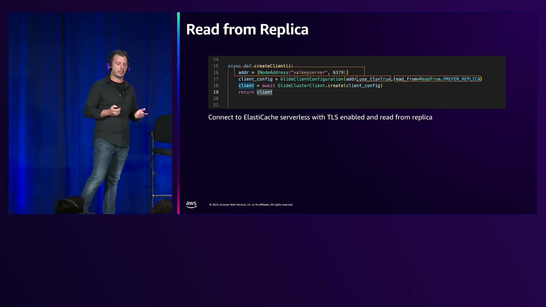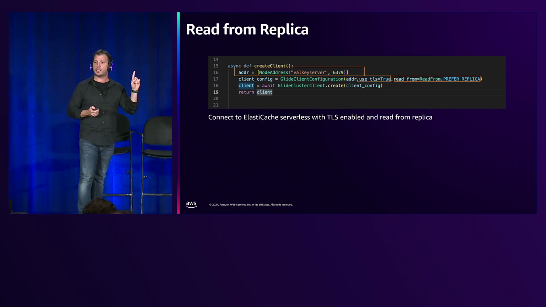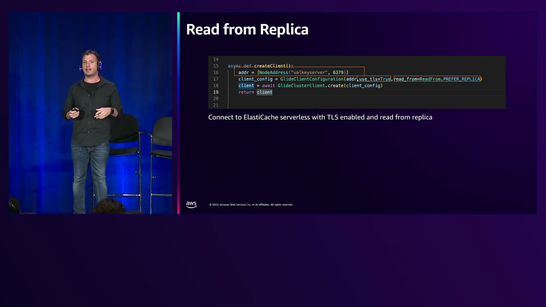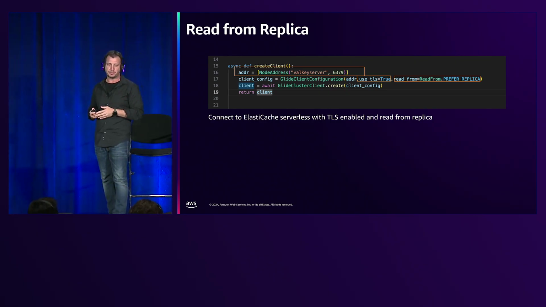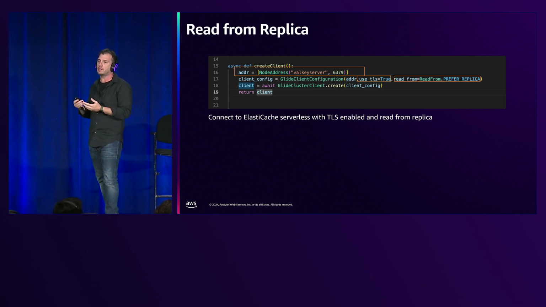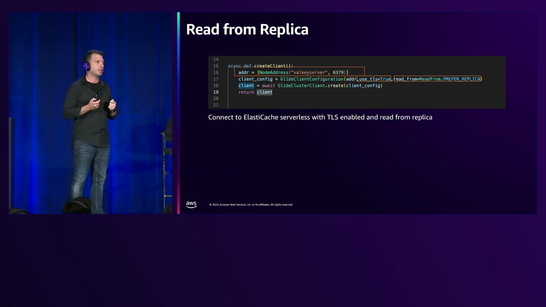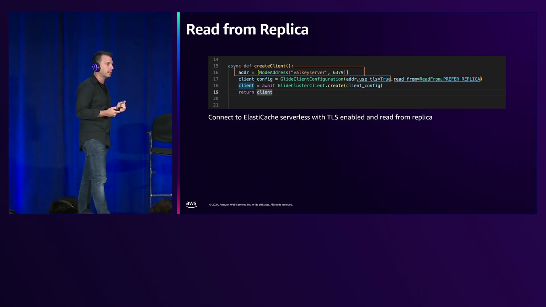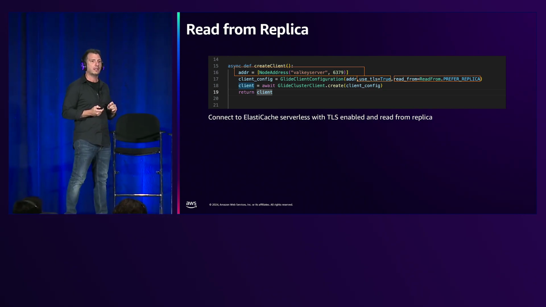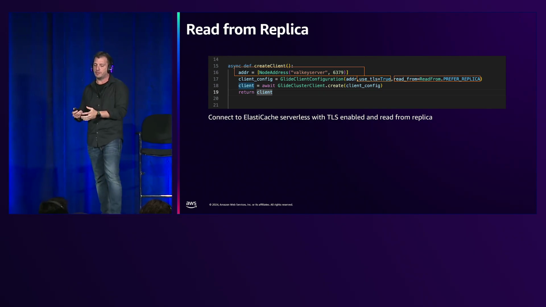In this simple code example, you see that I'm connecting to the serverless cluster. I'm using only a single connection, while behind the scenes I might have multiple different connections. I'm using TLS because TLS is the default and the only option to work with serverless. And I'm also toggling on read from replica. So in the channel I just established to the cluster, the proxy will make sure to read the data always from the local AZ if there is an option for that.